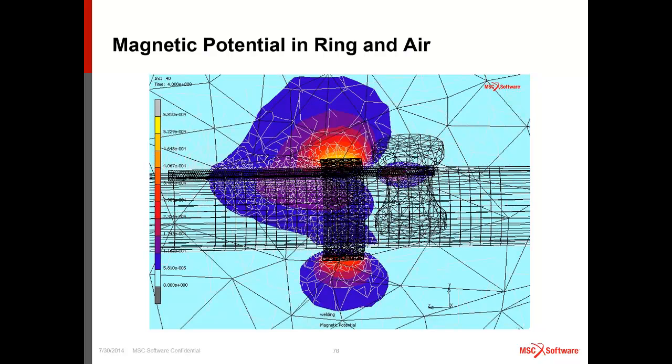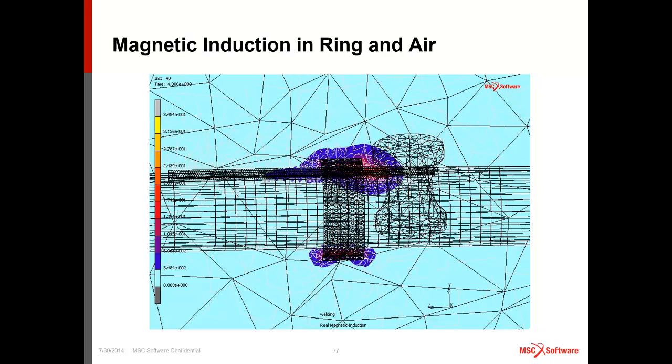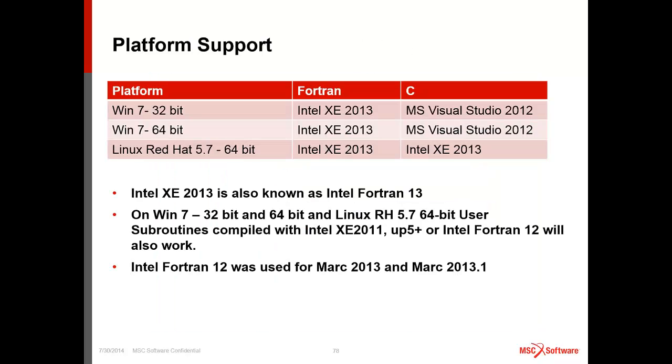You can also, of course, cut through a slice. You can look at the magnetic potential in the air. This would effectively represent the leakage that occurs, and one can cut in different directions on the structure.